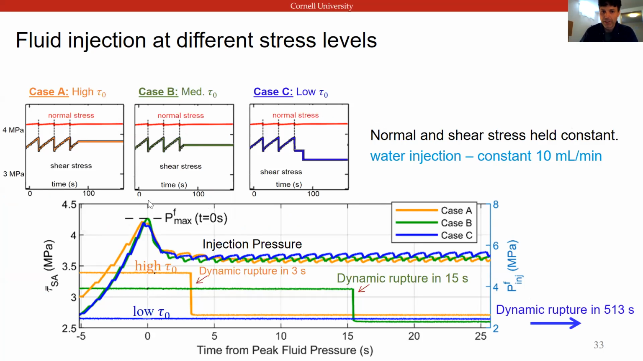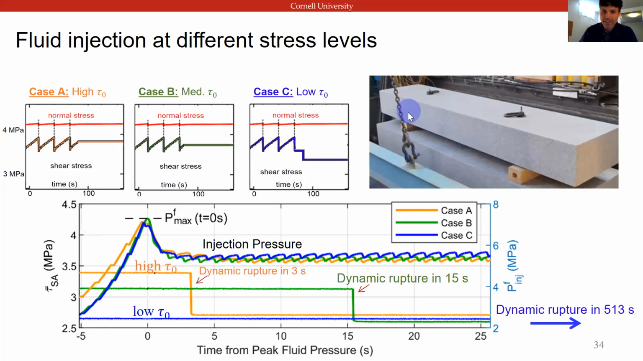When we compare these 3, here I'm showing the fluid pressure that we measure in the well. We're injecting at a constant rate, 10 milliliters per minute, so the pressure is going up. Then the fluid pressurized region gets all the way to the top and bottom of the sample, and it starts to leak out. So we get a little drop in pressure, and then we just keep pumping, and the pressure pretty much stays constant. And then these lines here are showing the shear stress.